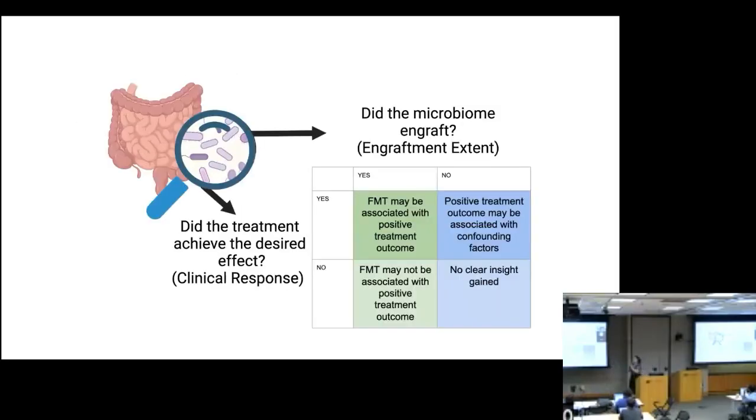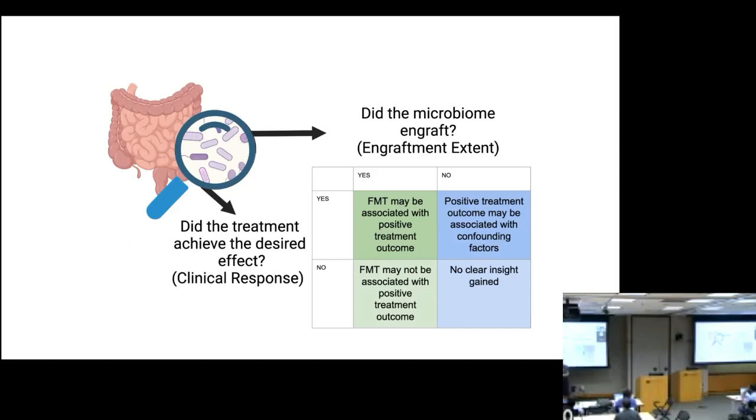All right. So this is the point where I'm trying to convince you that engraftment extent is really, really important. When we're looking at FMTs, I think we're kind of asking two questions that are rolled up into one. And I think it's really important that we focus on separating these questions and answering both of them. When we typically think about FMTs, we're thinking, did the treatment achieve the desired effect? Like, did our FMT end up raising the alpha diversity of our individuals who received stem cell transplants? That's kind of our clinical outcome there. But I feel like you can't really know the answer to this question without asking, did the microbiome engraft?